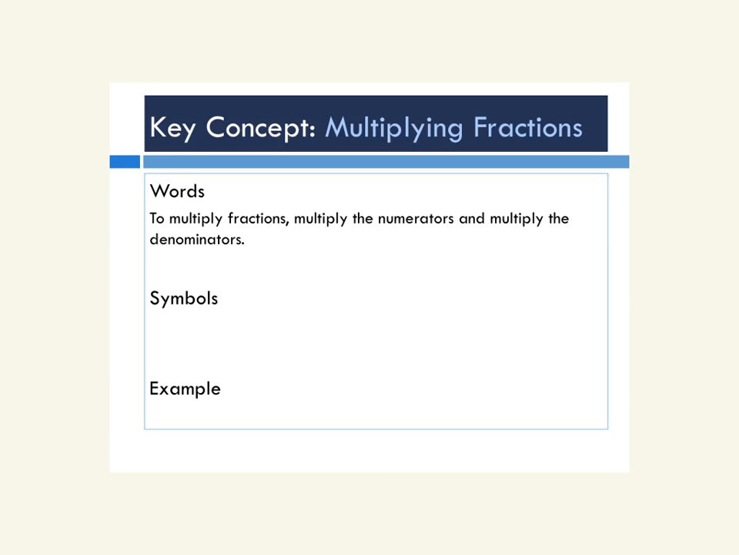Okay, today we are going to talk about a key concept, multiplying fractions. So in words, to multiply fractions, simply multiply the numerators and multiply the denominators. What does that look like? Let's take a look with symbols. If we have two fractions, a over b times c over d, you really can just combine the lines and multiply across. And thus you have a new fraction, a times c over b times d.